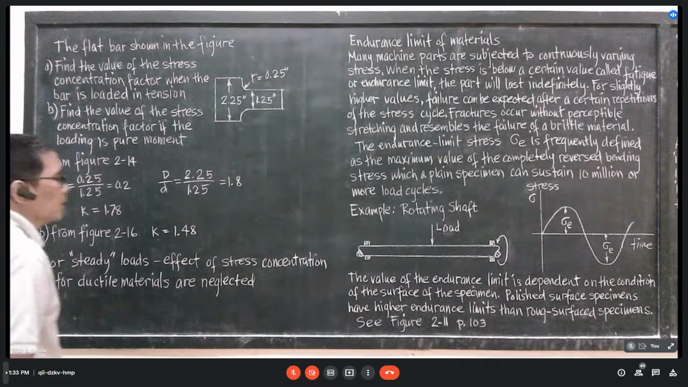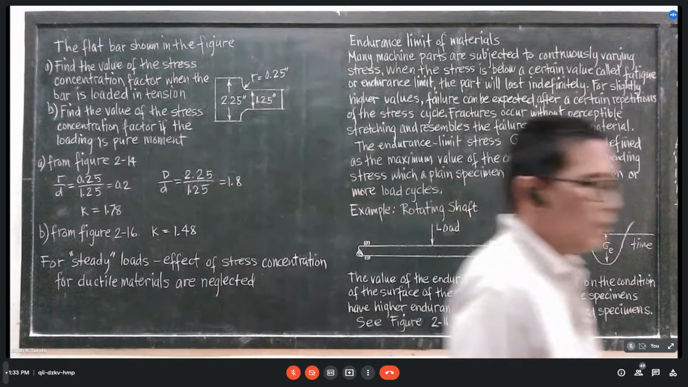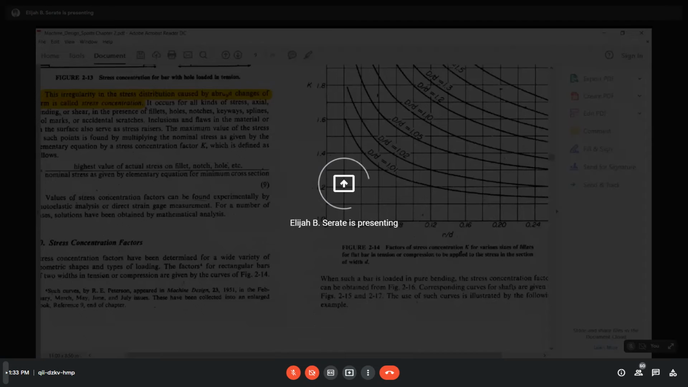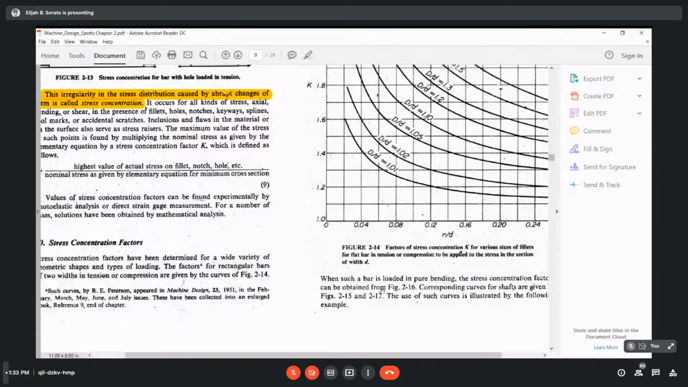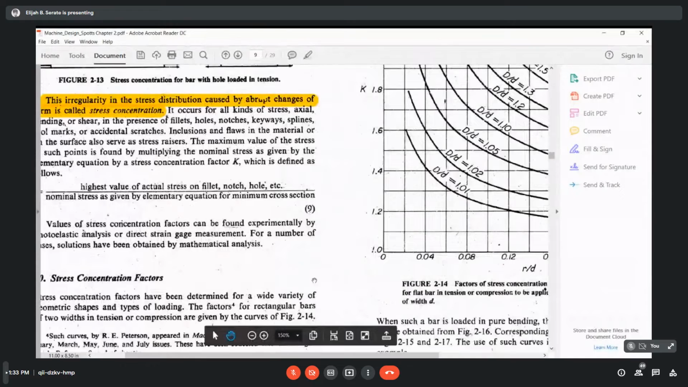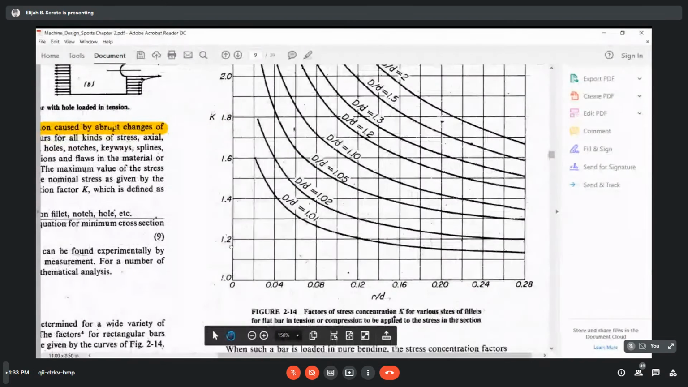From that, let's go back to the figure. Can you see the figure 2-14, class? Yes, sir. Okay. So 2-14.